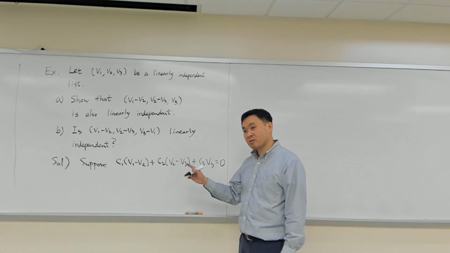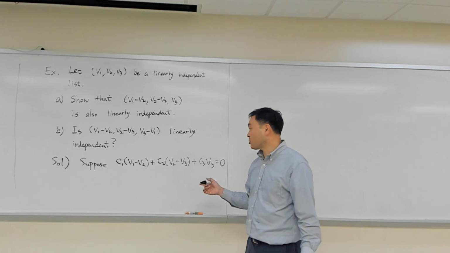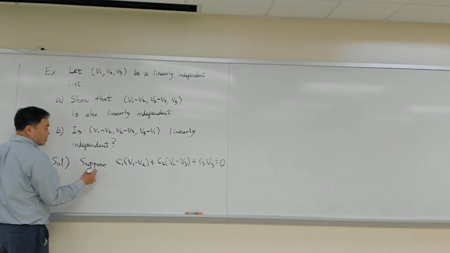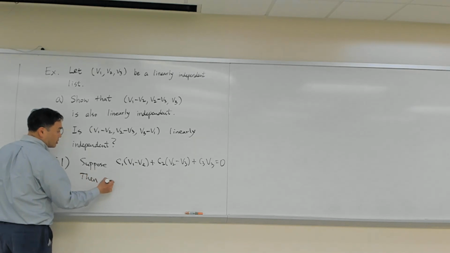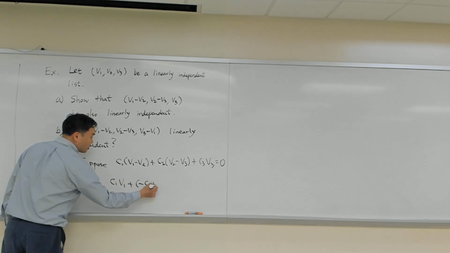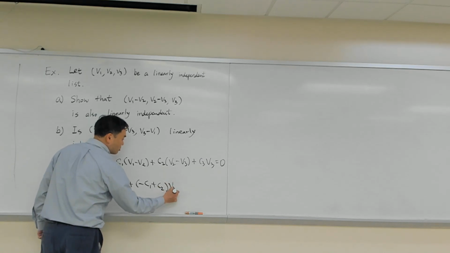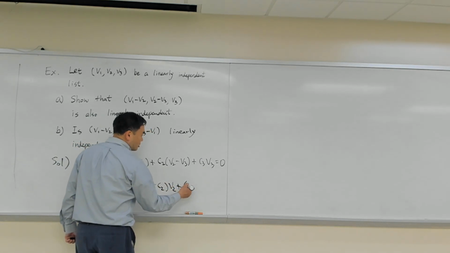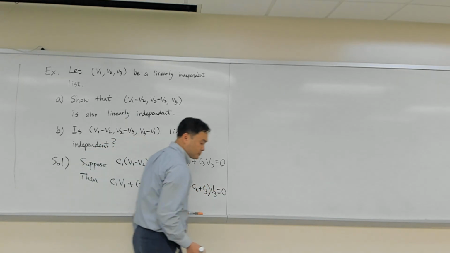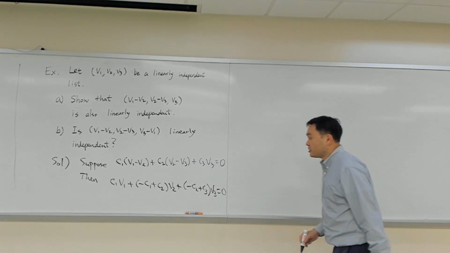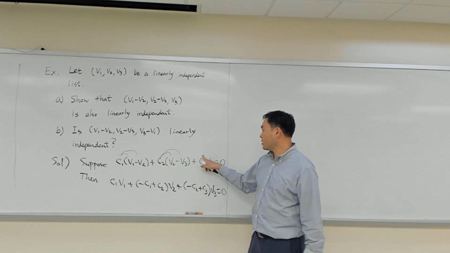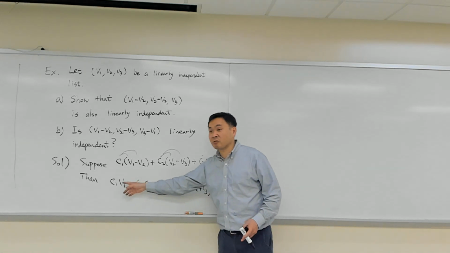All C's, C1, C2, C3, are all 0. That's what we have to show, right? So let's see how we can show that. Then C1 V1 plus (negative C1 plus C2) V2 plus (negative C2 plus C3) V3 equals 0. What I did is I distributed the coefficients and then I organized it in terms of V1, V2, and V3.